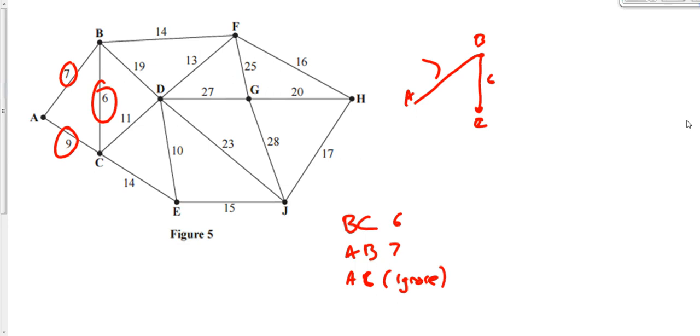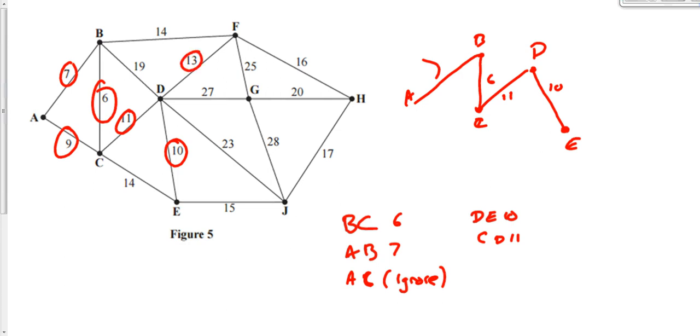And the next shortest one is DE, which is 10. See, they don't need to connect for Kruskal's algorithm. So DE is the next one that we choose. That's 10. The next one we choose is CD, which is 11. The next shortest one is 13. So that's DF.